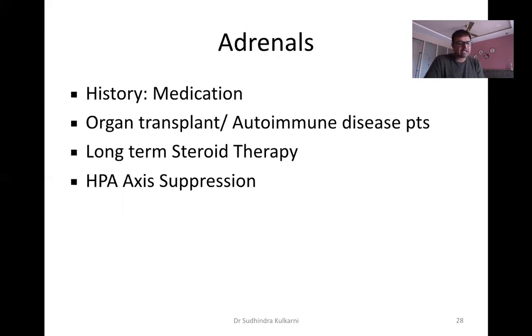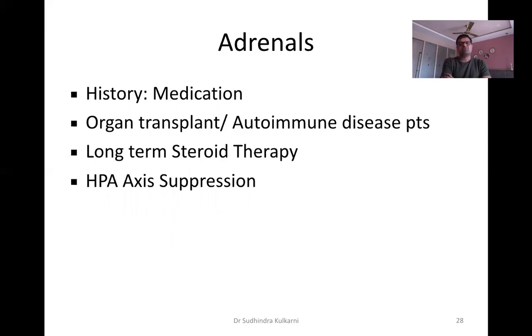Okay. Last but not the least, very important, are the adrenal glands. And why is it important? Anyone who's on steroids, anyone who's undergone an organ transplant, or someone who's on treatment for autoimmune disorders, even conditions like psoriasis, these are the patients who would have something called HPA axis suppression, that is hypothalamo-pituitary adrenal axis suppression, because they're already on steroids. The body's own adrenal glands are not producing an adequate amount of steroids.